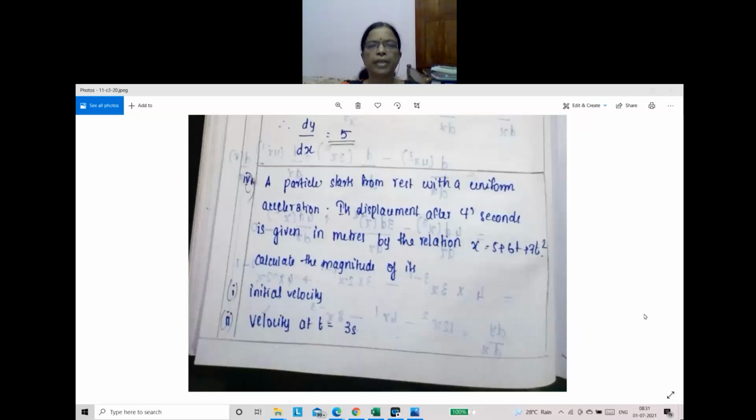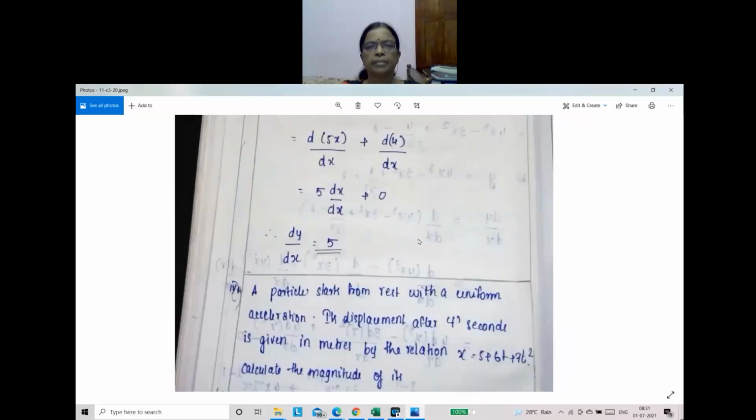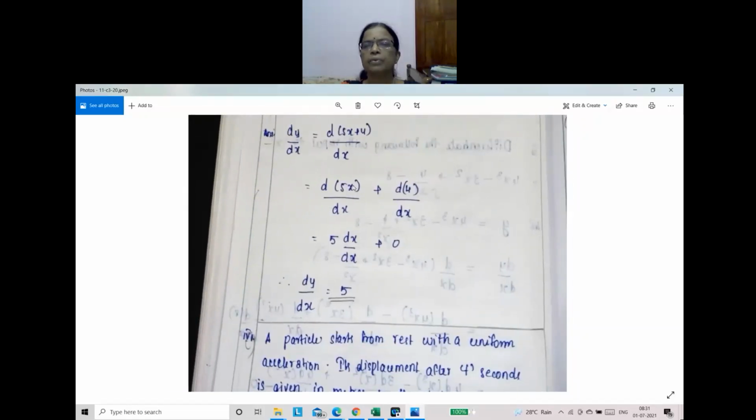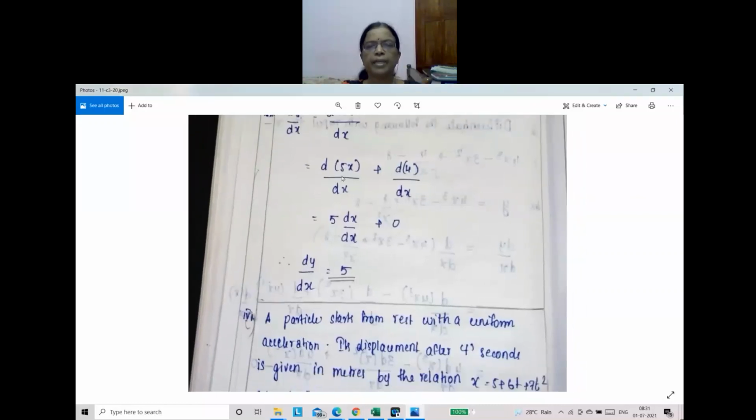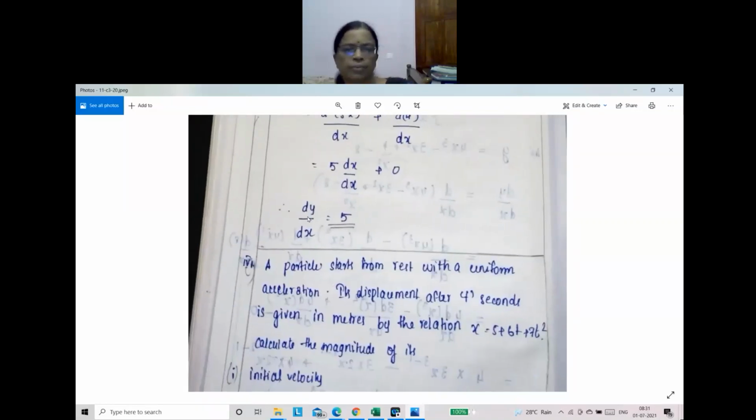5. Teacher, 5. Very good. See, d by dx of 5x is the first term, plus d by dx of 4. 5 is taken outside, 5 into dx by dx. dx by dx is 1, plus the derivative of a constant. 4 is a constant, d by dx of 4 is 0. So 5 into 1 plus 0 is 5. So this is the way to do the problem. dy by dx equal to 5.